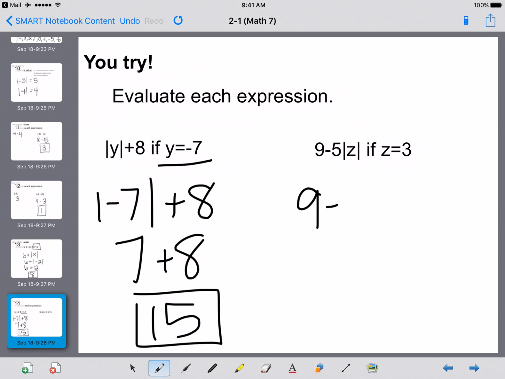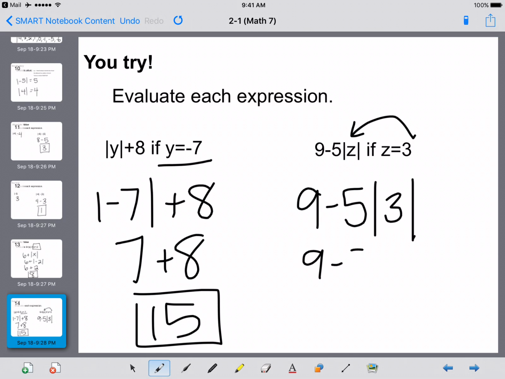Here we have 9 minus 5 times the absolute value of z, because I'm replacing z with 3. Now we have 9 minus 5. These absolute value signs can be replaced with parentheses once we solve for the absolute value. Since it is 3, it stays a positive 3. Now following PEMDAS, 5 times 3 is 15.